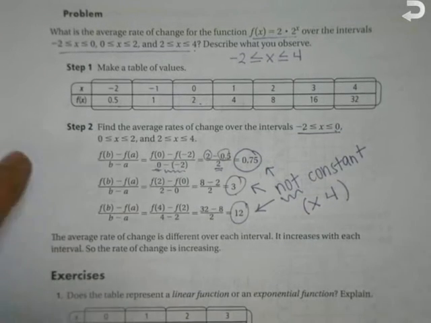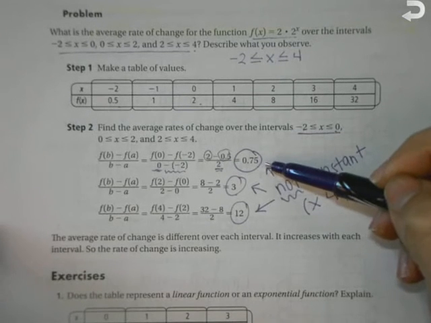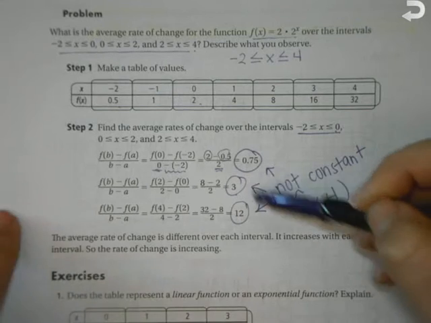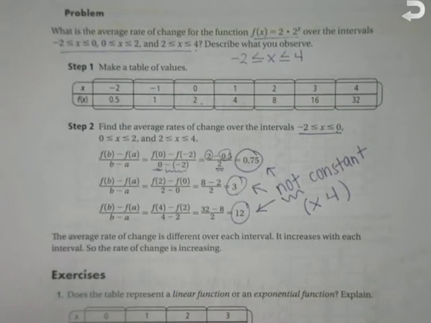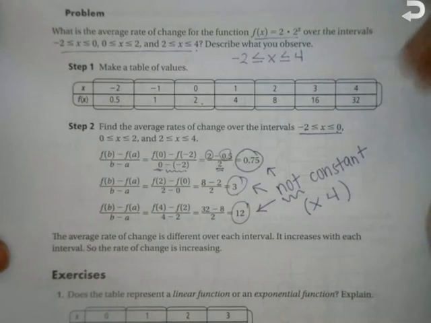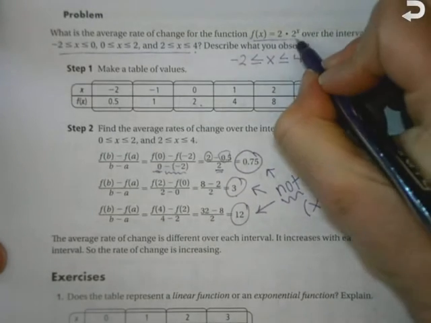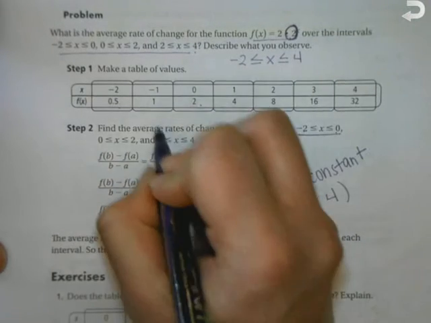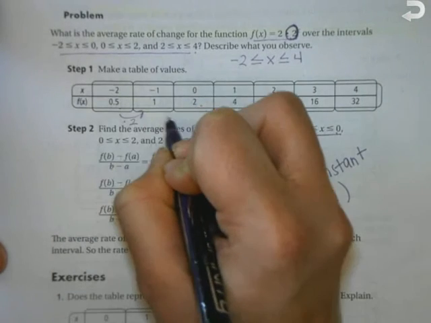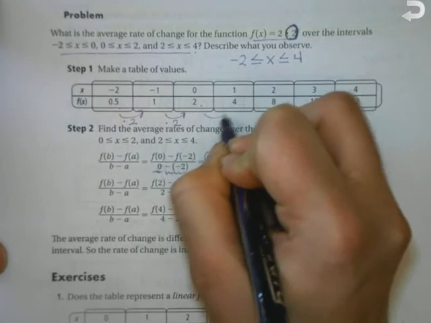Okay, guys, what's 0.75 times 4? 3. It does come out to 3. 3 times 4 gives me 12. Why am I multiplying my rates of change by 4? Because the number... kind of. Look at what is my ratio for this equation? 2. Every single time I'm multiplying by 2, right? To get to the next y?